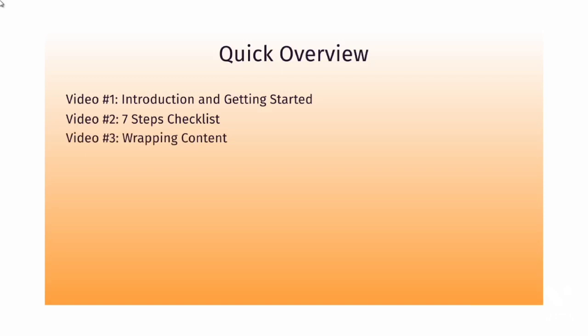Video number 3 is wrapping content. Essentially, that means the content that surrounds the image, before and after it, is crucial, and it really needs to describe the image in a better light so that you attract the right person, and so that Google knows exactly what that image is about. Video number 4, we're going to talk about file format and why that is important. Video number 5, we'll talk about image size.